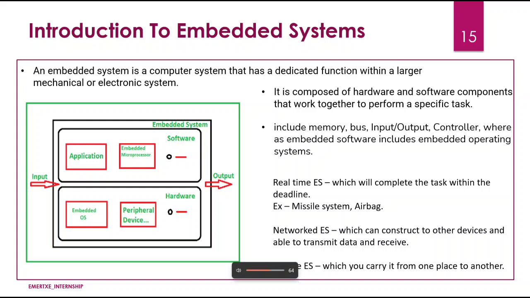So there are various types of it. We have real-time embedded system, which will complete the task within the deadline. So for example, let's take a missile system. It is a system which will complete the task within the deadline. And we also have airbags. And next, network embedded system, which can connect to other devices and is able to transmit and receive data. Then we have mobile embedded system, which you can carry from one place to another.